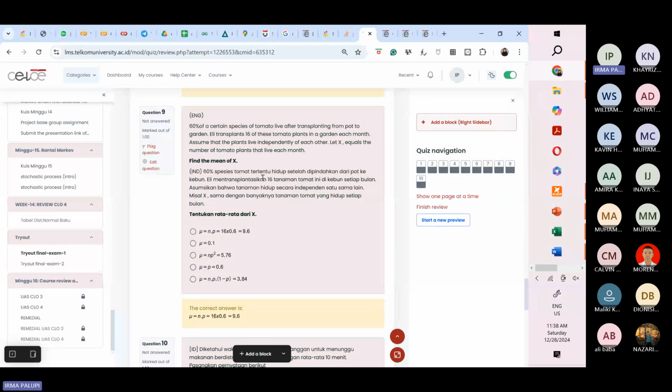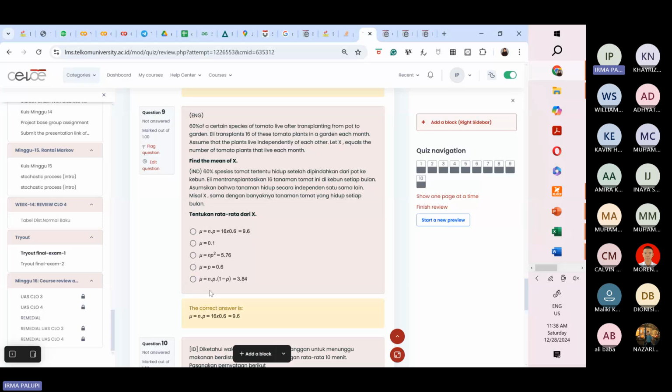Okay, this is binomial, right? With n equal to 16 and the probability of success, which is the probability that tomato plants live each month, is 0.6. Okay, so this is NP. NP is 0.6 times 16.